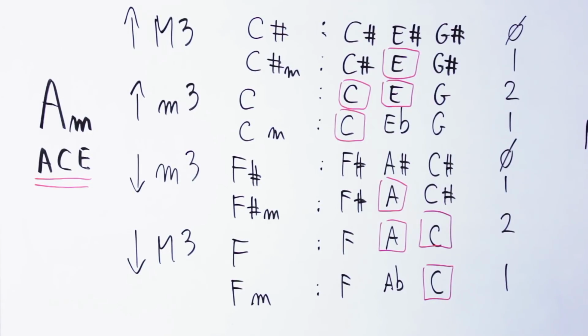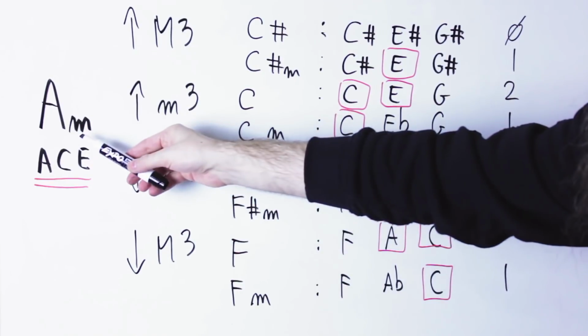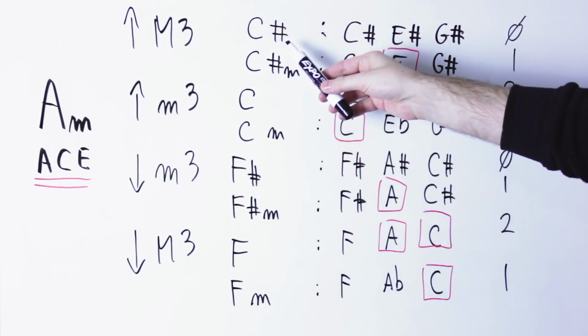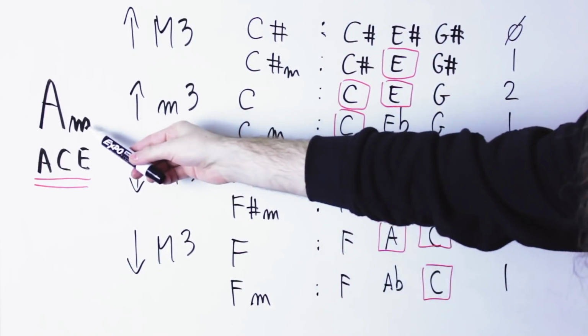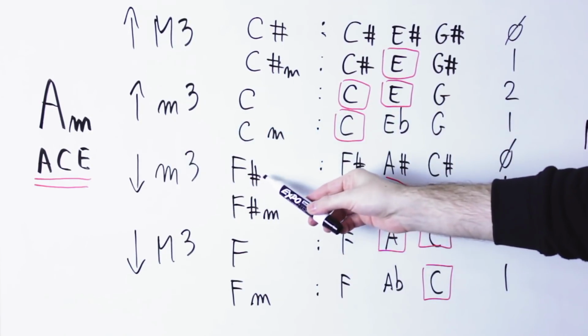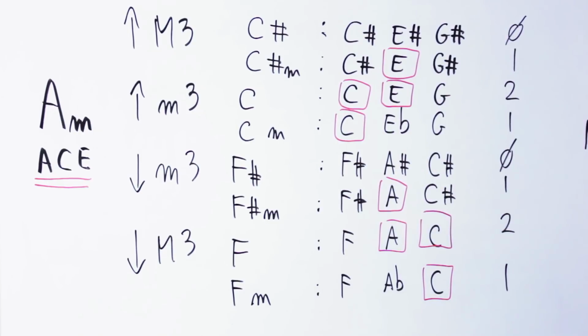Finally, we have the progressions in which no notes are in common between the first chord and the second chord. We're gonna call those the double chromatic mediant. Those are A minor C sharp major and A minor F sharp major. Those tend to sound a little bit harder on the ear because again there are no common notes, but they are nevertheless still used a lot in film music.